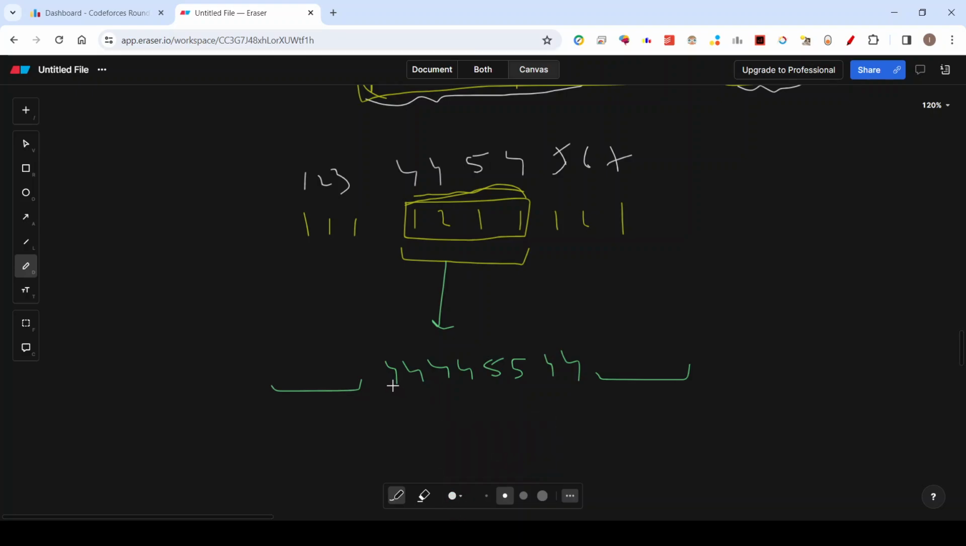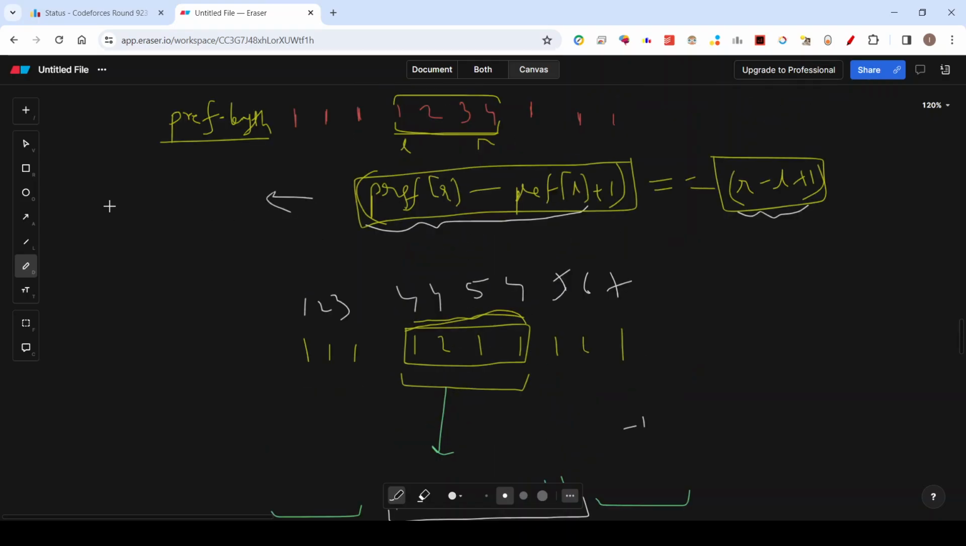The first thing was that if you do prefix r minus prefix l and the condition holds, then you just print minus 1 and minus 1, because you are sure that all numbers here are the same. Let me be clear one more time. So forgive me for the bad handwriting. Yes, all numbers are the same.